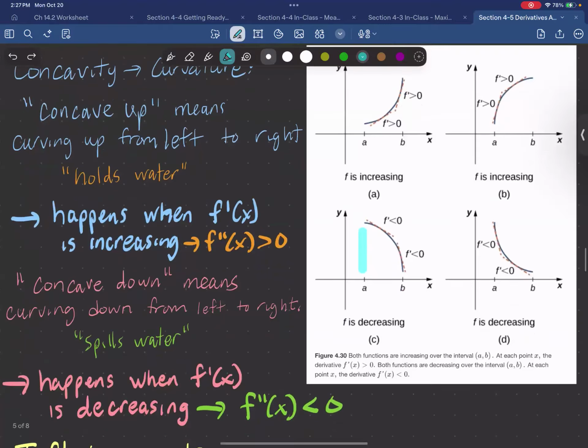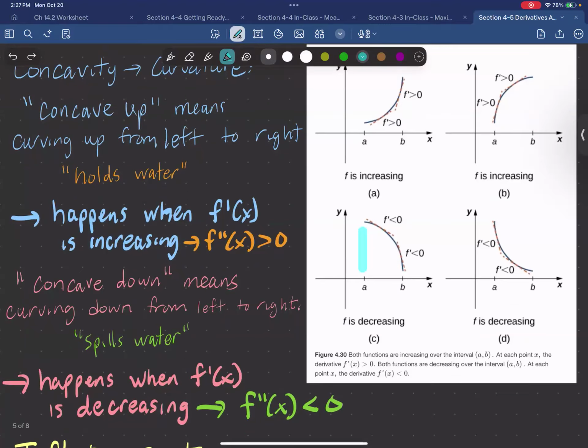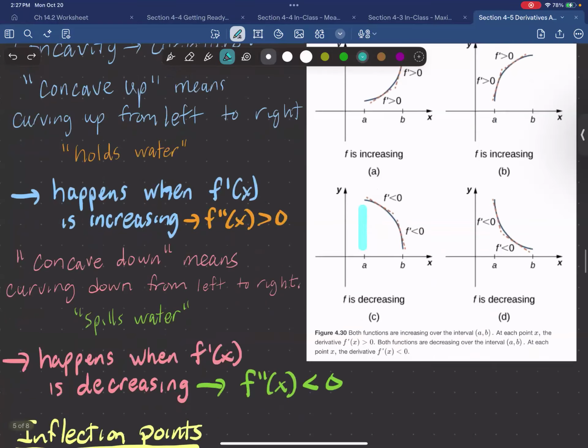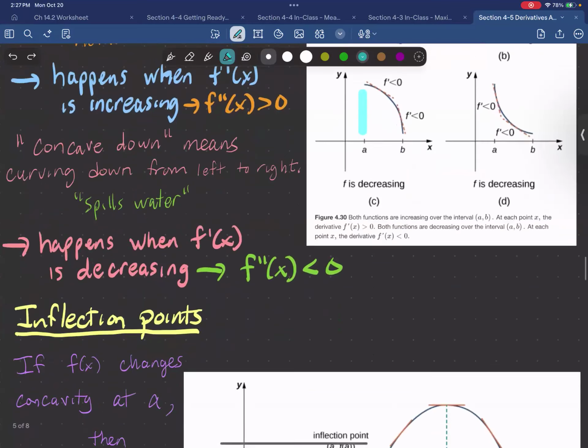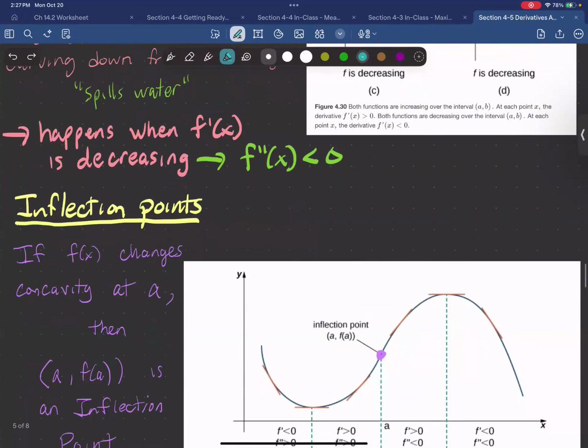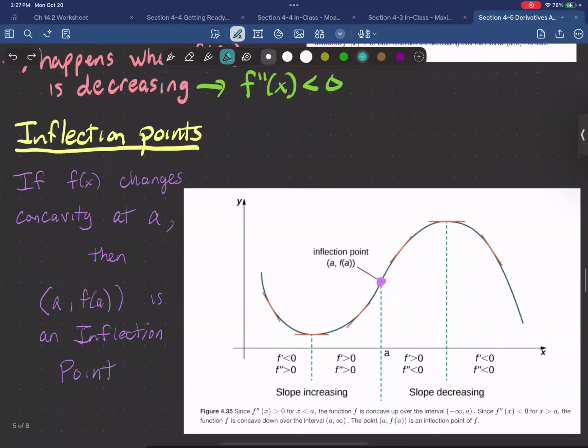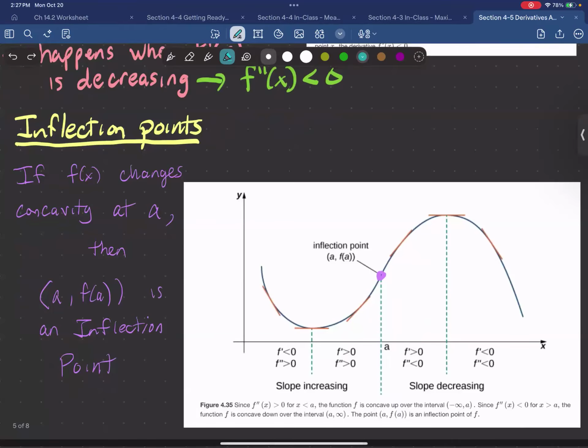In both cases, we're looking at the second derivative. If the second derivative is greater than 0, it's concave up at a point. And if it's less than 0, it's concave down. Inflection points occur when the concavity changes. So here I've got it's concave up right here, and then at this point, it changes to concave down. And so right here is where it changes.